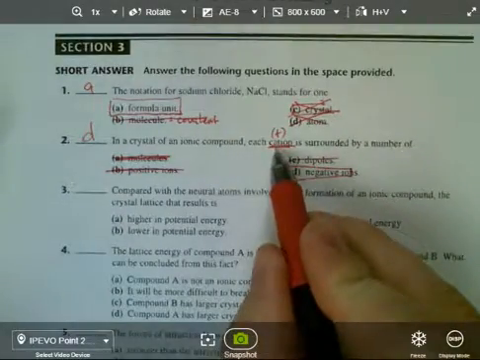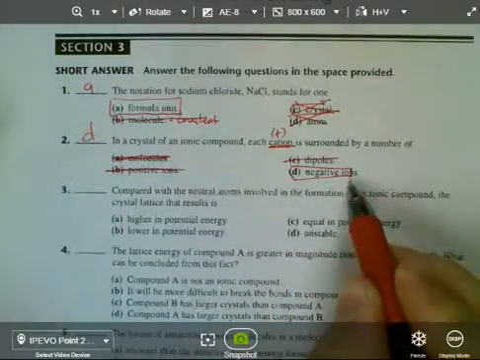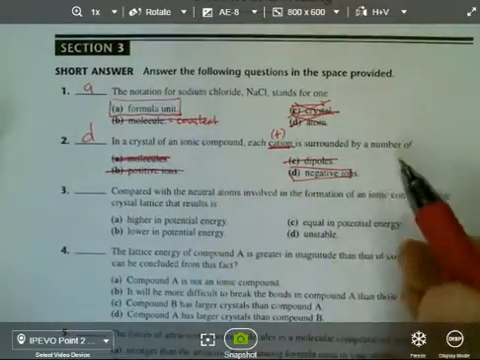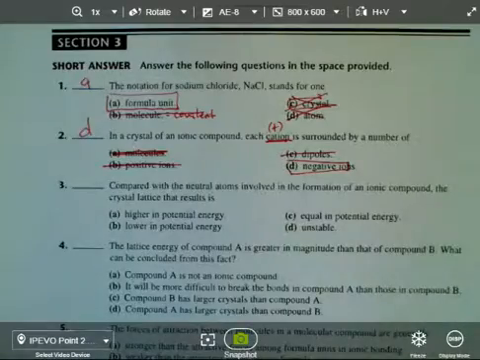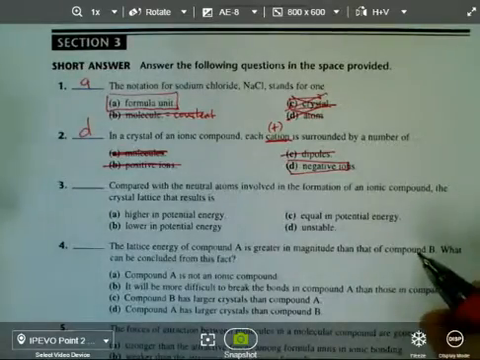You have a positively charged cation attracted to negative ions, and that's how you create a crystalline structure. You surround positives with negatives. You surround negatives with positives.